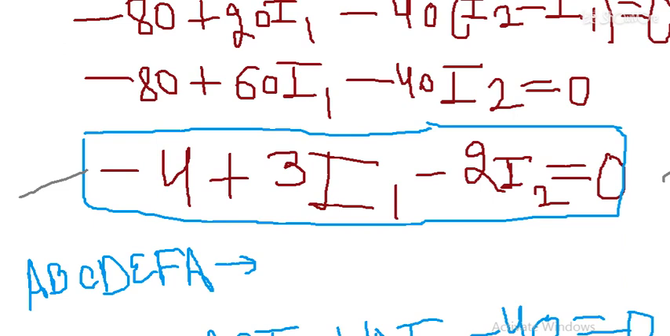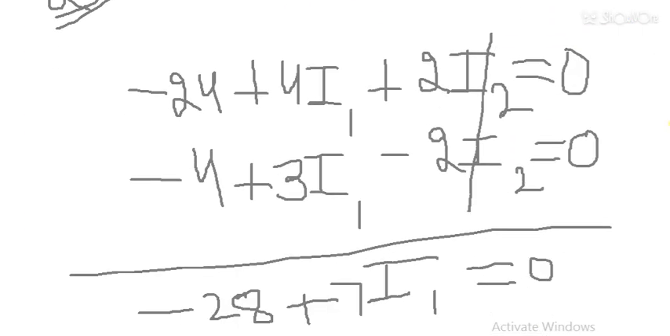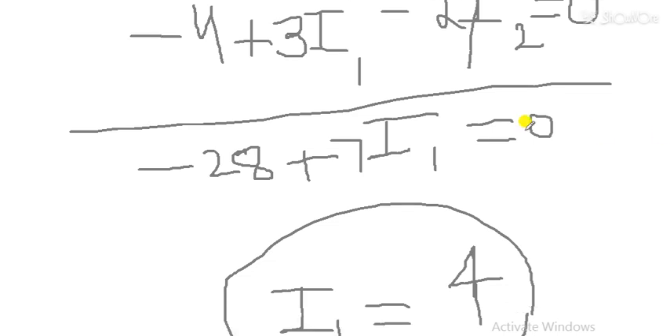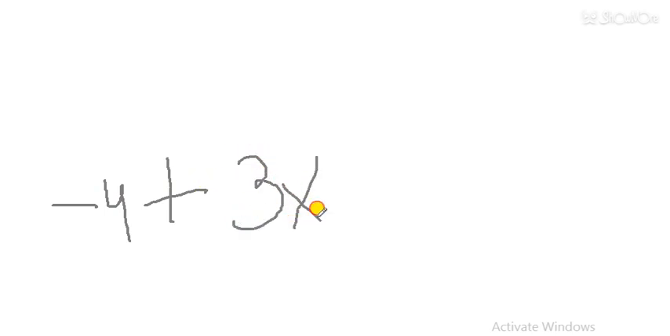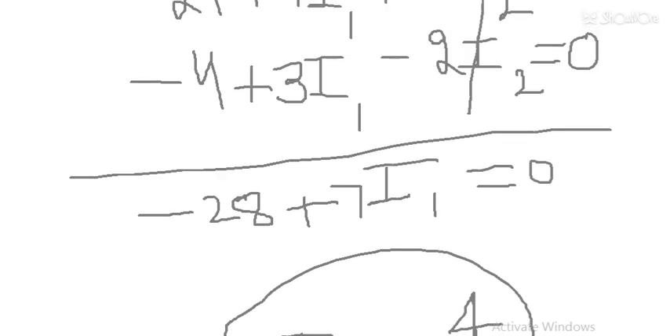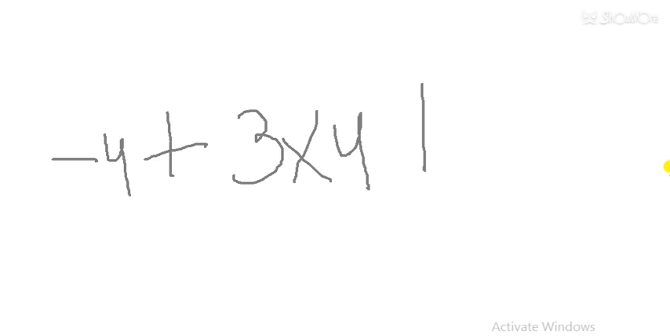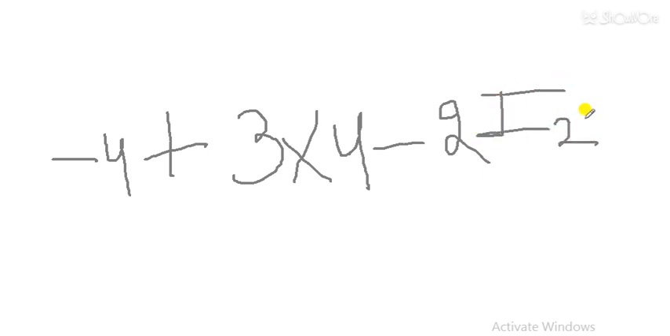Okay, let me check. So I will put it in this equation, that is minus 4 plus 3I1 minus 2I2. Here I am putting the value of I1: minus 4 plus 3 into 4, minus 2I2, it is equal to 0.